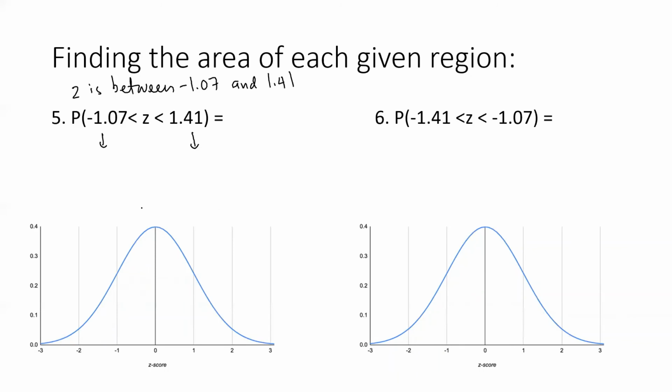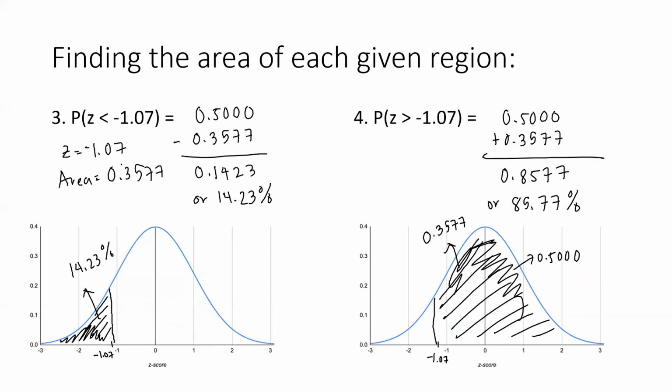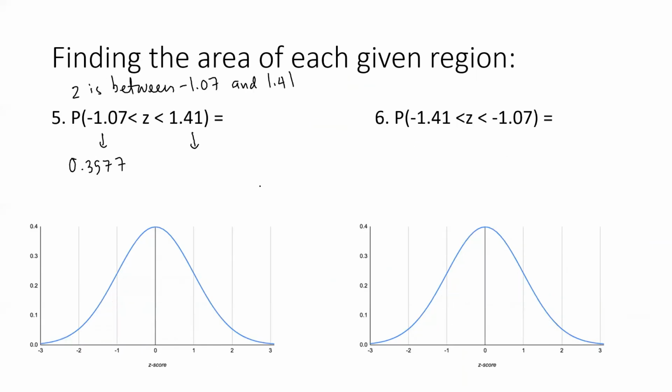For negative 1.07, it will be 0.3577. For 1.41, it will be 0.4207. So what we are going to do is plot. Forgive me if my drawing is not perfect, if my lines are slightly crooked, and I'm so sorry.